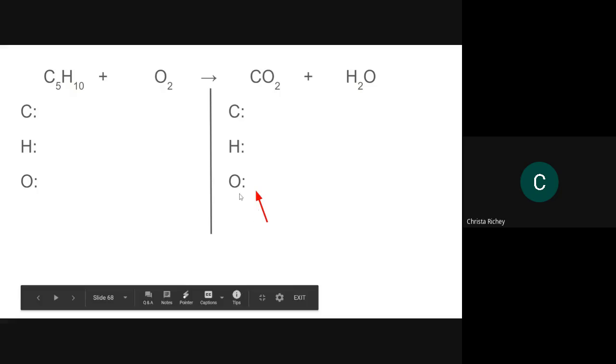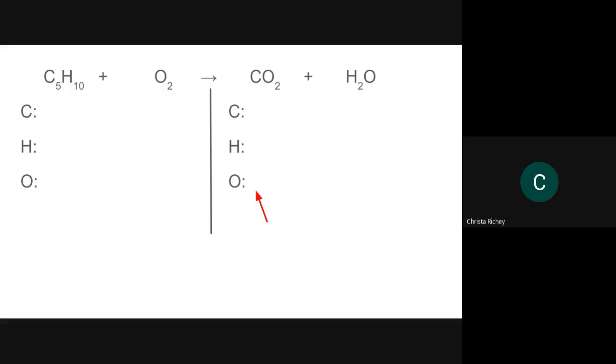Another combustion. I forgot to animate my arrow. All right, so two typos so far. Once again, CHO, CHO. I have 5. Oh, that should say 5, not 2.